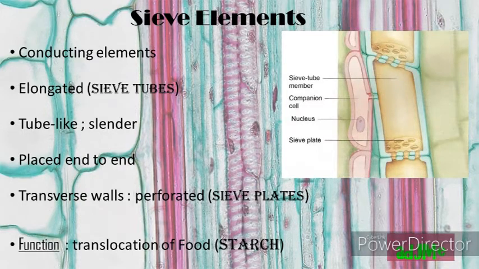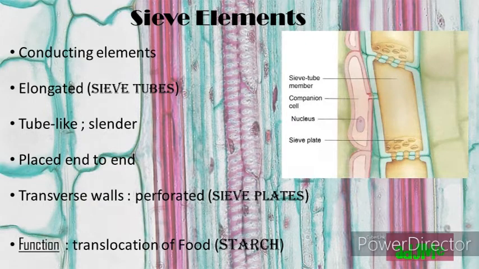Something like, as I said before, in sugarcane, but that is different. So you have partitions then and there, and those partitions are called sieve plates. So you have sieve tubes and sieve plates. Sieve tubes are elongated. Sieve plates are perforated, and they are none other than transverse walls found inside the sieve tubes.